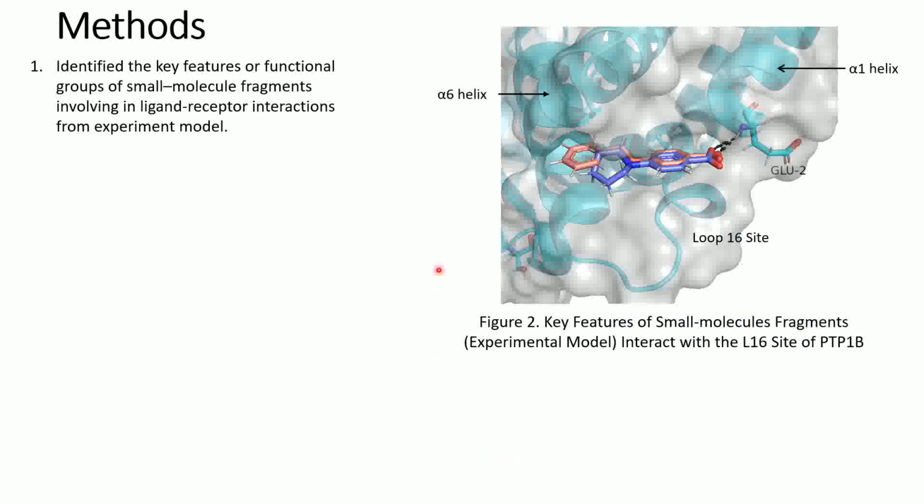Methods. First, this is one of the examples to show how we identify the key features of the small molecule fragment. There is a polar interaction between the carboxyl group of the ligand on the right side of the image and the hydrophobic interaction between either carbon or aromatic ring of the ligand and the hydrophobic pocket of PTP1B shown on the left.